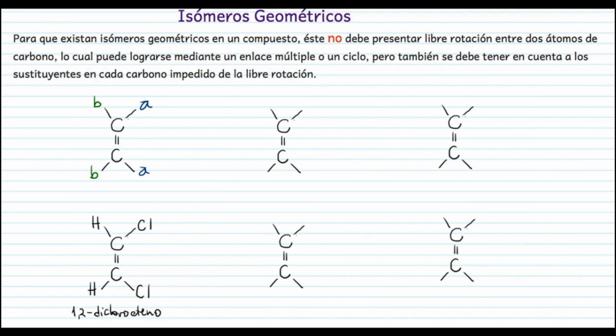Another type of compounds that present geometric isomerism are those that have two identical substituents and the other two can be different from each other: A, B and C. And here we could have a simple example where I have bromine, methyl, hydrogen, and this compound is 1,2-di.